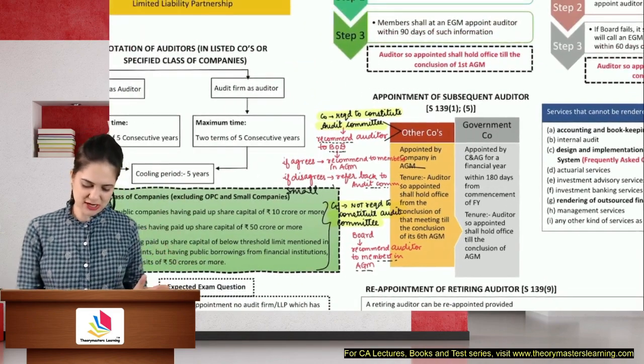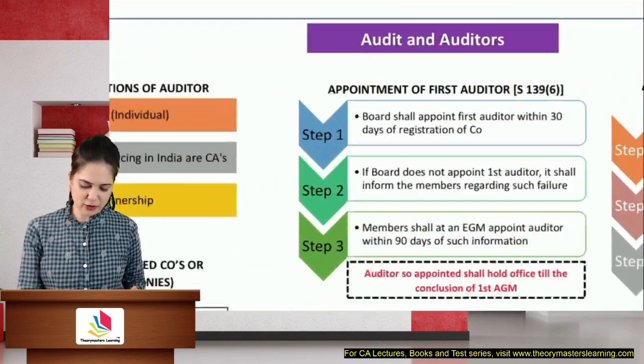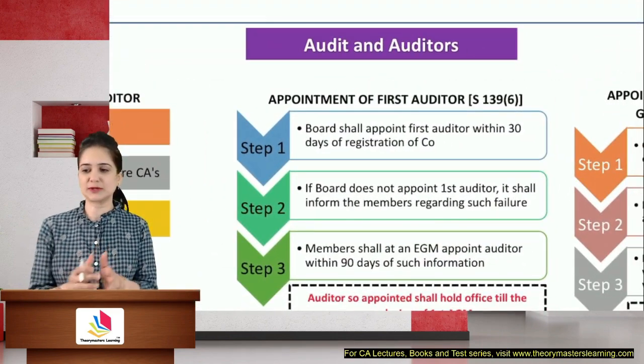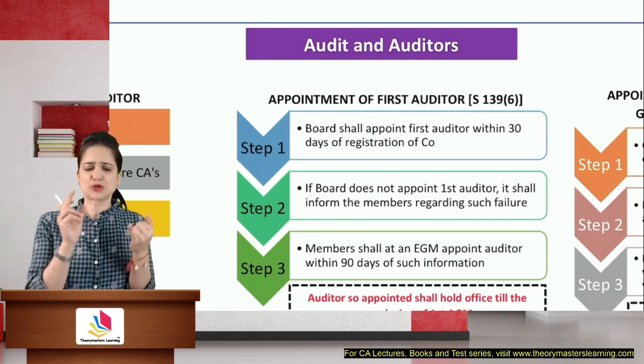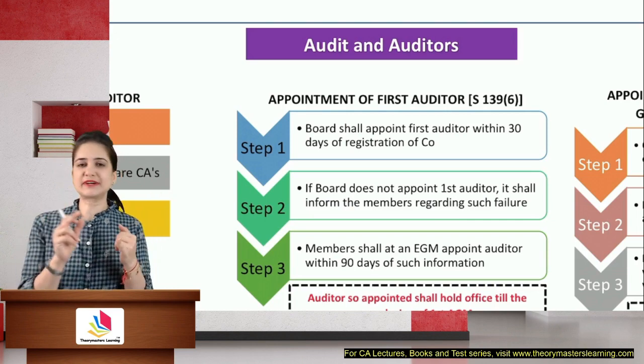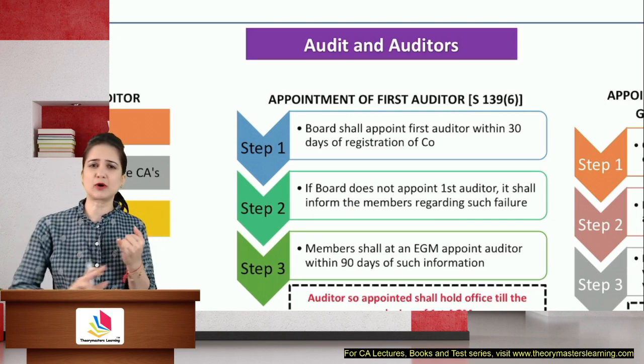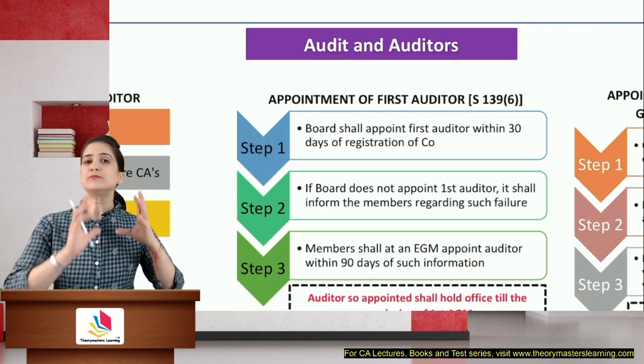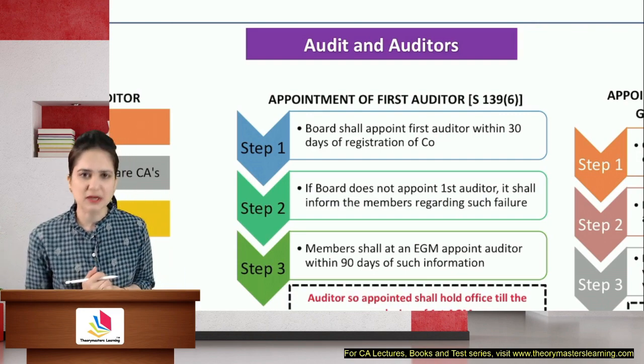So beautiful charts prepared for appointment for audit and auditors, and I always tell my students that you should start revising in the reverse order. So cover payment of dividend, declaration and payment of dividend, accounts of company, audit and auditors first, and then you go to management and administration, followed by the earlier chapters.